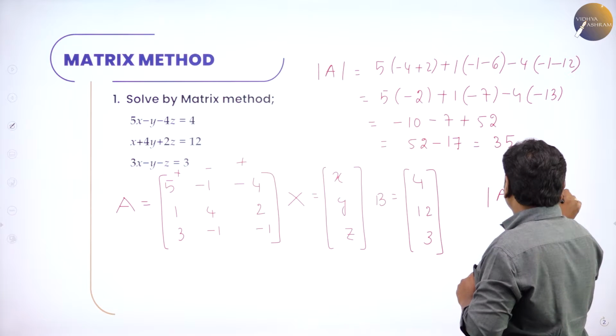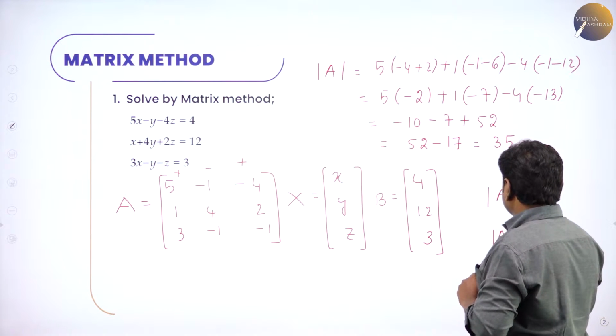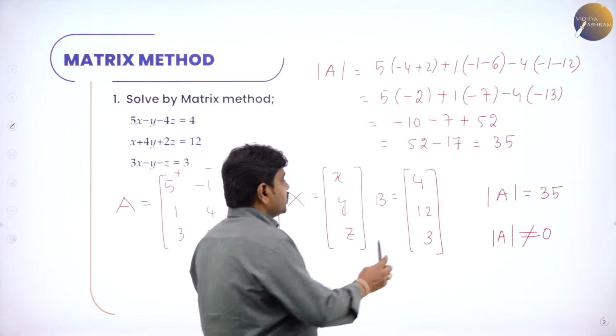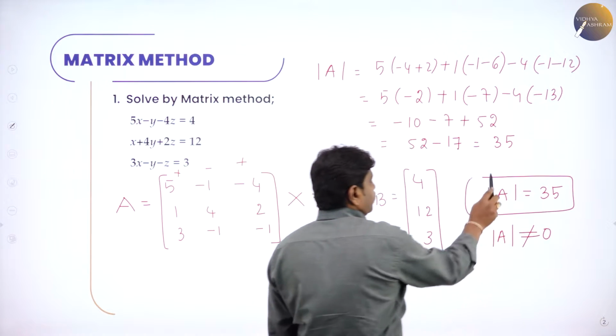What is determinant of A? 35. Determinant of A is not 0. So therefore inverse exists. So first task is to find determinant. So now we have achieved the first step.